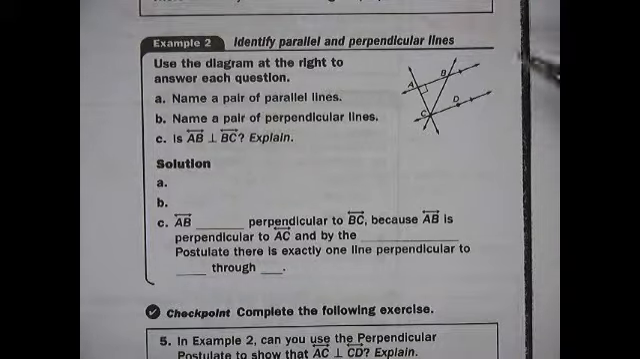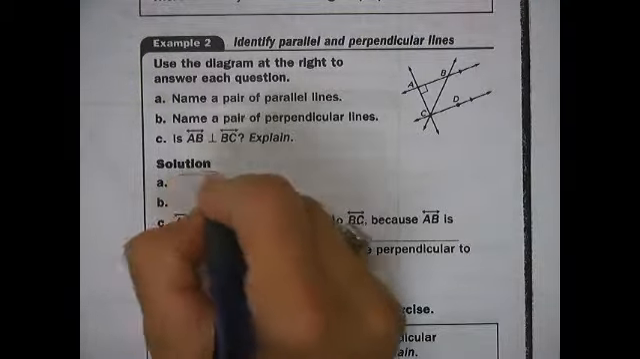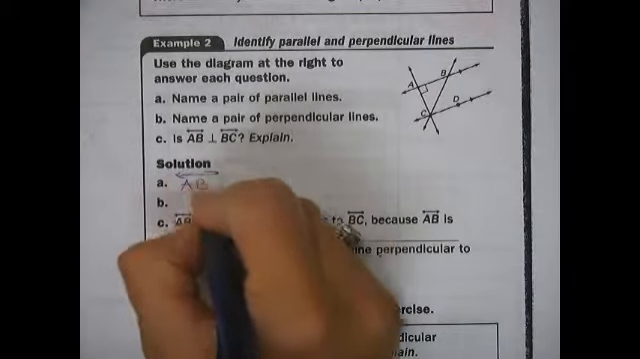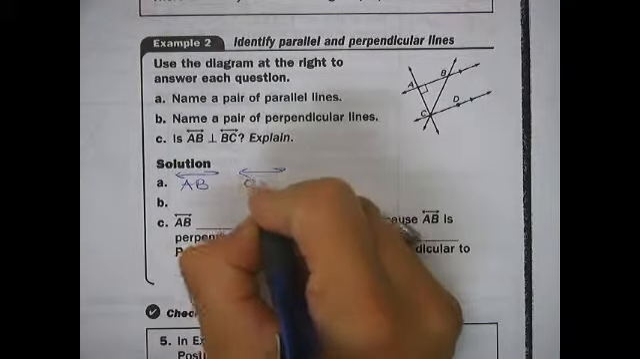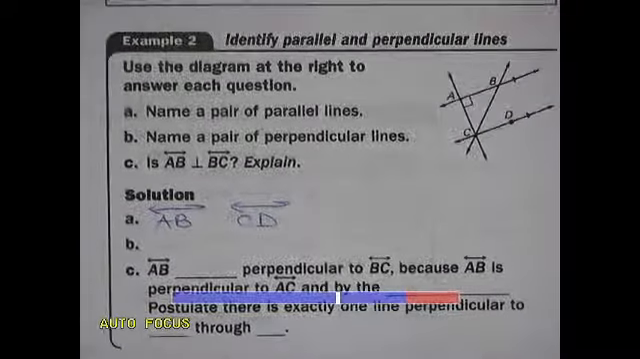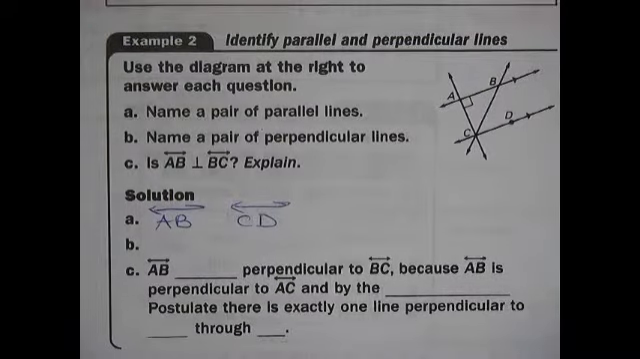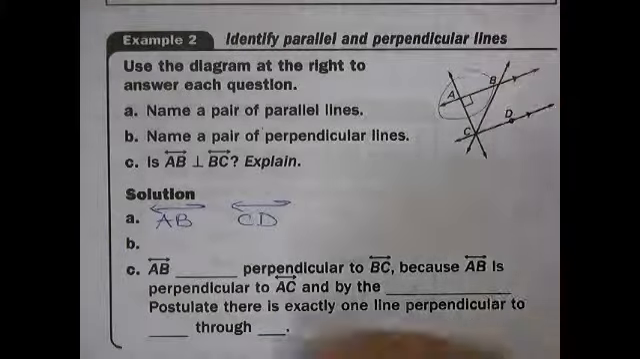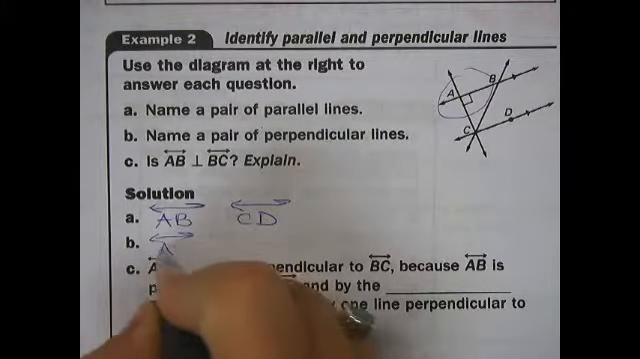And then jump down to example 2. Use the diagram at the right to answer each question. Name a pair of parallel lines. Again, you can only name those if they are marked, so notice that they have the little triangles. So the parallel lines would be line AB and line CD are parallel.